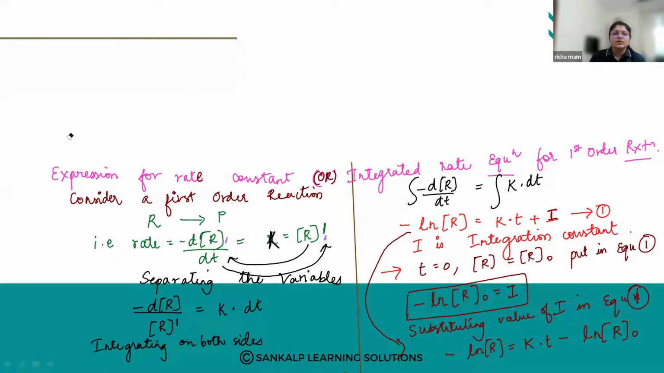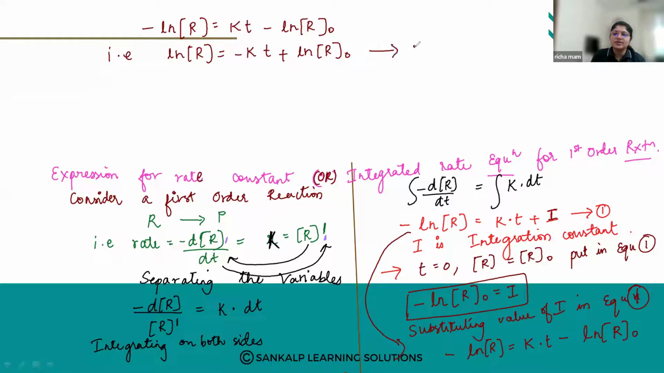Now we have got minus ln of r is equal to kt minus ln of r naught. So I'll take minus common. So ln of r is equal to, I'll shift this minus to this side, so it will be minus kt, and this will become plus ln of r naught. So this is our equation 2.